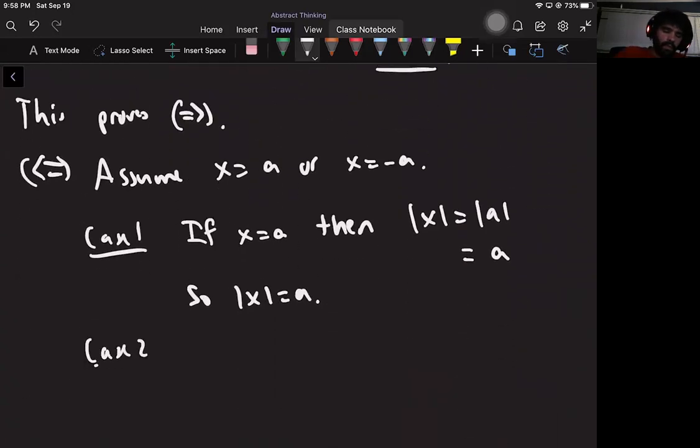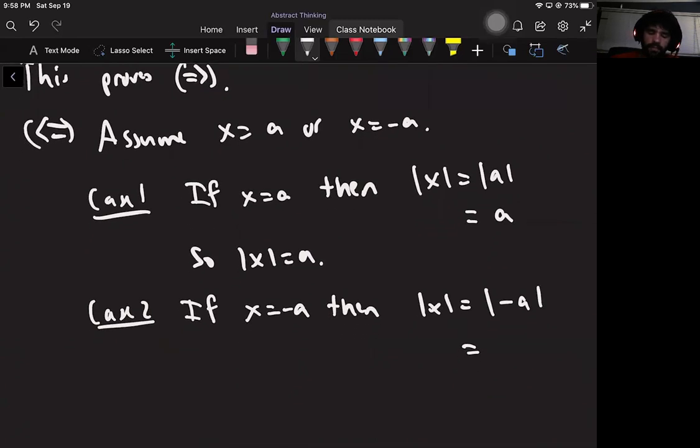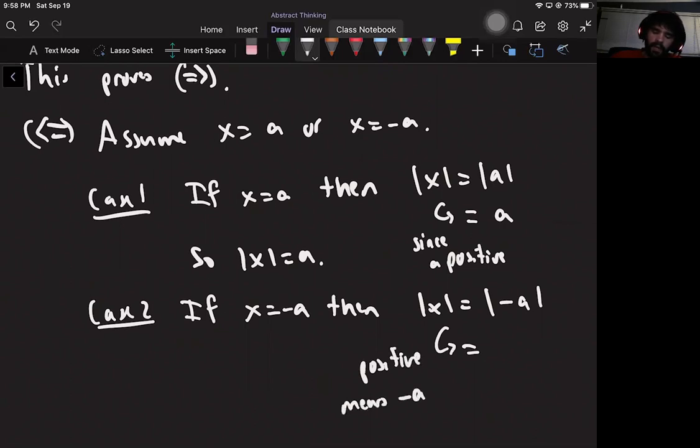What about if x is negative a? That's the other case that I could start with. Well, then the absolute value of x is the absolute value of negative a. But a is positive. So I should write right here, since a was positive, and here, because a is positive, that means negative a is a negative number for sure.